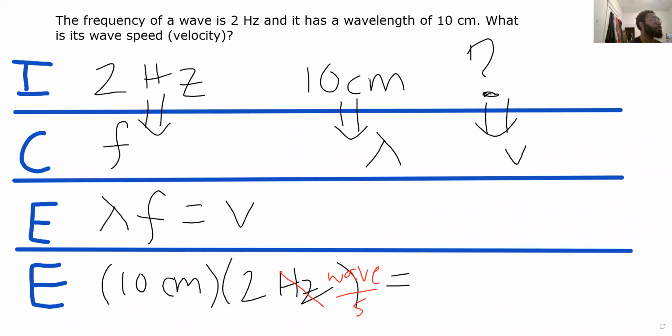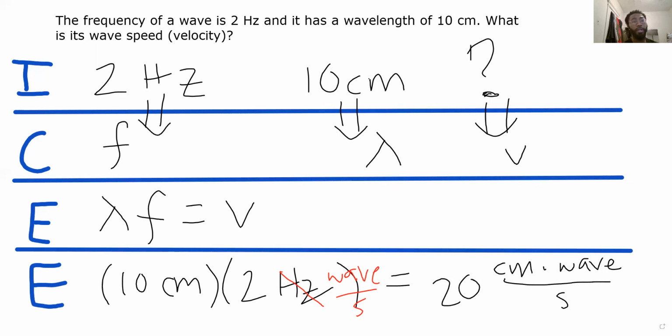Okay. So now I'm going to go in here and after we've done that, multiply our numbers together, and then we'll multiply our units. So 10 times 2 is going to be 20. And now let's multiply our units. We have centimeters times wave per second. So that's going to give me centimeters and waves in the numerator, right? Because the only thing in the denominator is the seconds. So centimeters and waves in the numerator, seconds in the denominator.